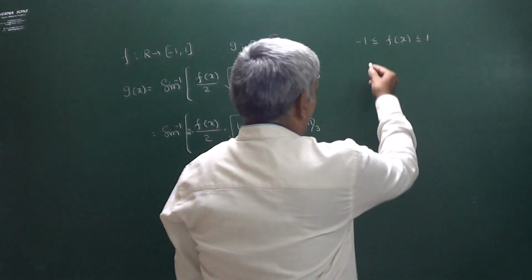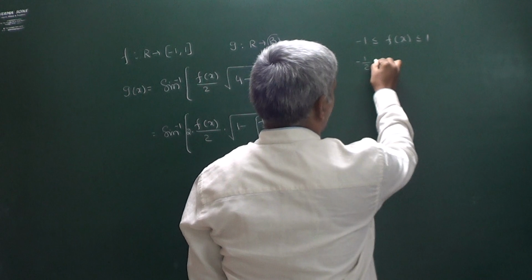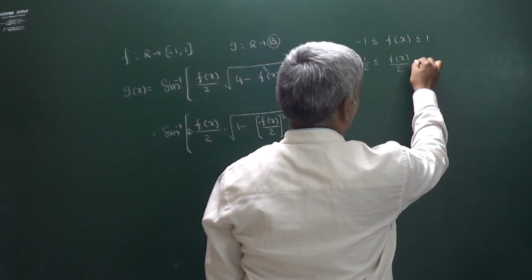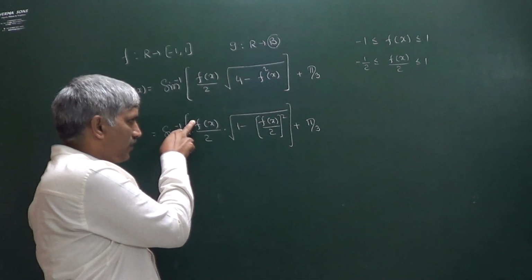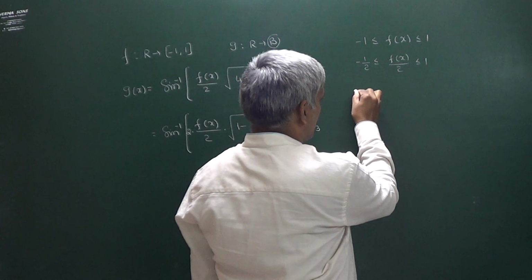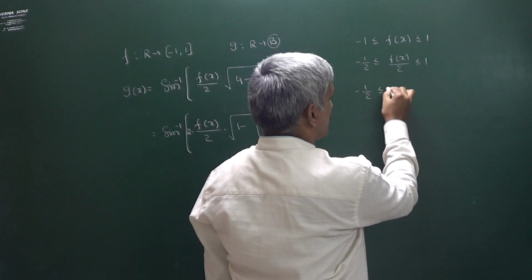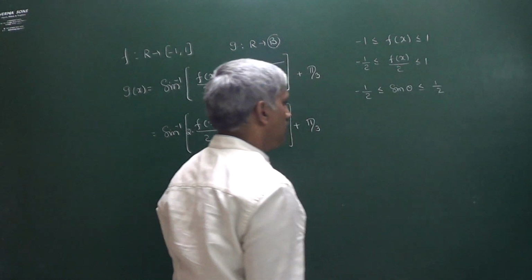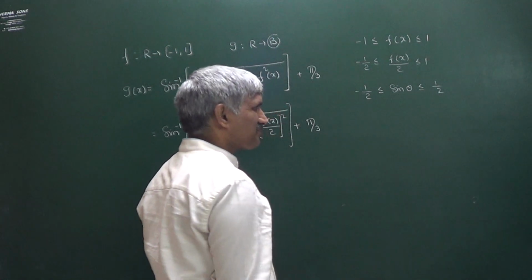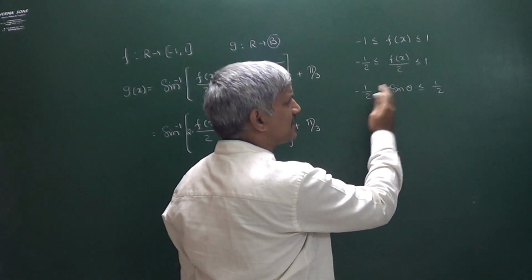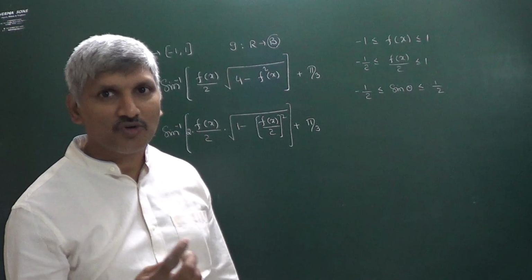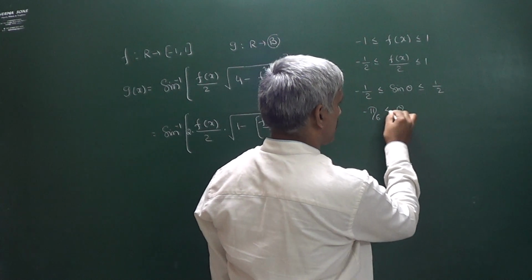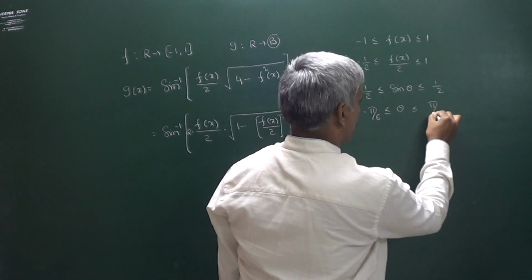So if you observe carefully, -1 by 2 less than or equals to f of x divided by 2 is less than or equals to 1 by 2. In place of f of x by 2, I am taking sine theta. So -1 by 2 less than or equals to sine theta is less than or equals to 1 by 2. Sine theta value lies between -1 by 2 and +1 by 2, which means theta lies between minus pi by 6 and pi by 6.